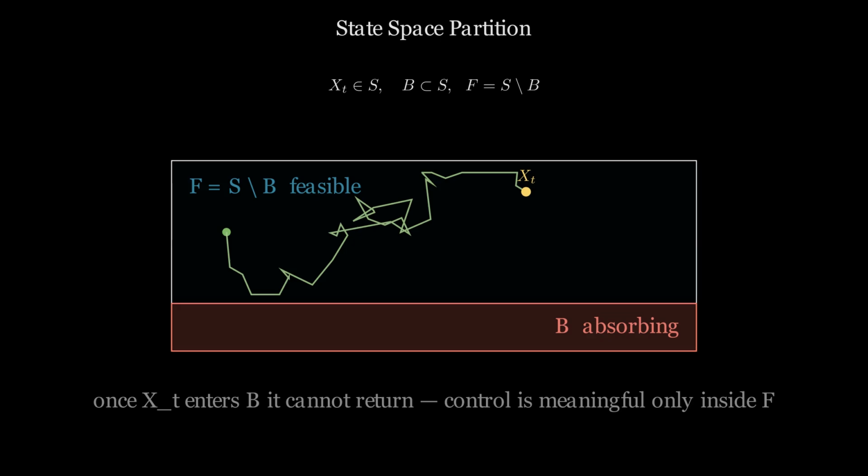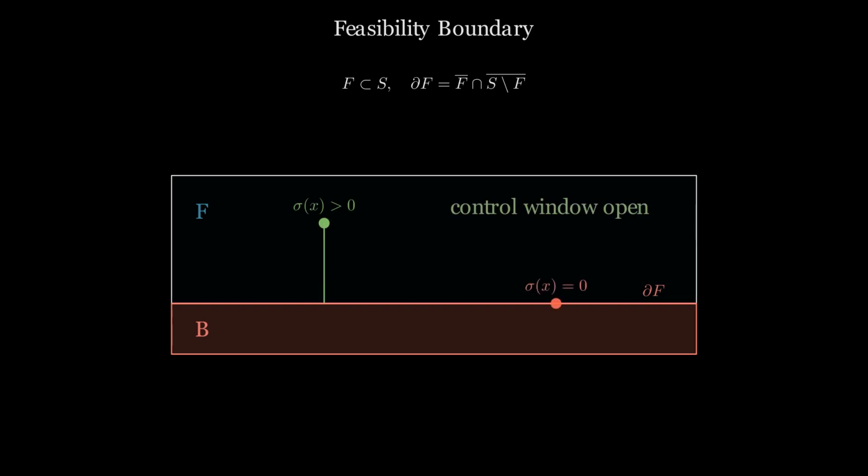System architecture must specify the geometry of both sets explicitly. The shape of the feasible set determines which states have positive slack, and therefore which states are candidates for effective control action. The feasibility boundary separates states where control is effective from states where it is not. A state is feasible if and only if its distance to the absorbing set is strictly positive. Structural slack is non-zero. The feasibility boundary is the set of states at exactly 0 slack, the last reachable layer before absorption. Systems operating near the feasibility boundary are at maximum fragility.